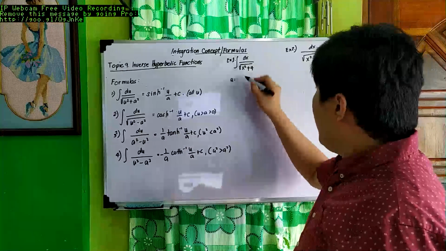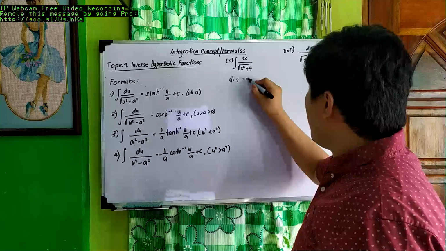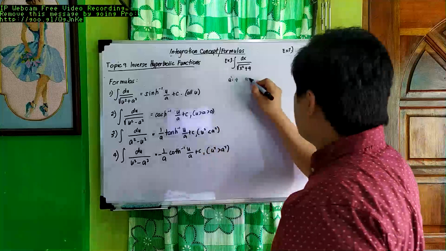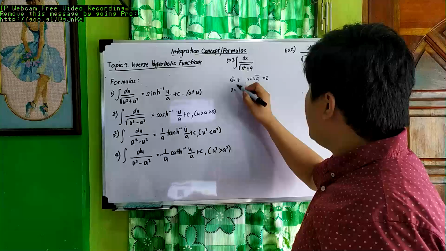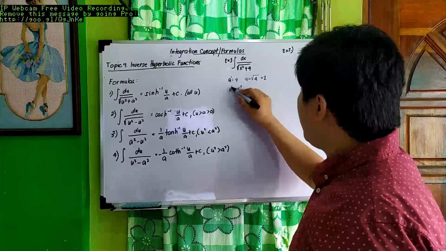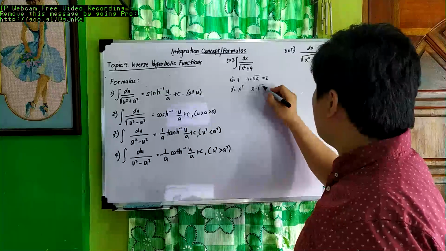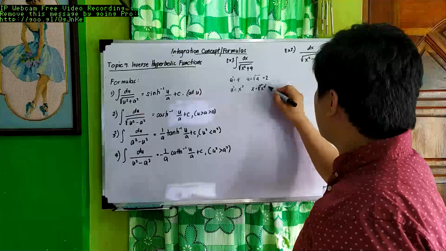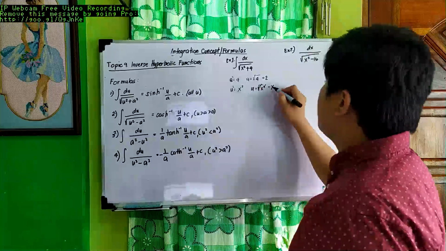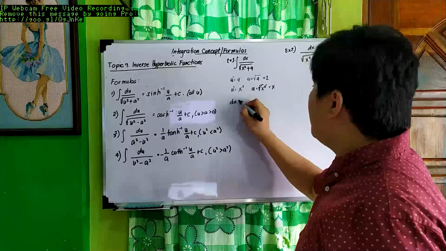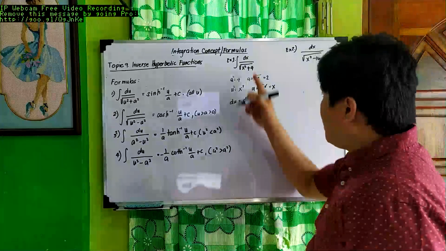So now we have our a squared, which is 4, and our a is equivalent to the square root of 4, which gives you 2. And your u squared is x squared, so u will be the square root of x squared, which gives you x. So the derivative of u, so du, is the derivative of x, that is dx. Okay, now let's substitute it to the given.